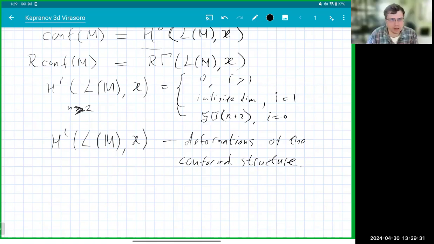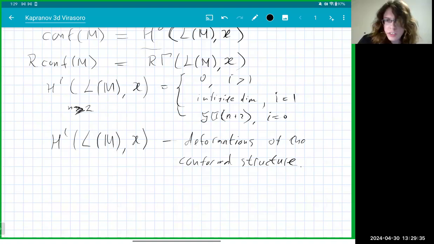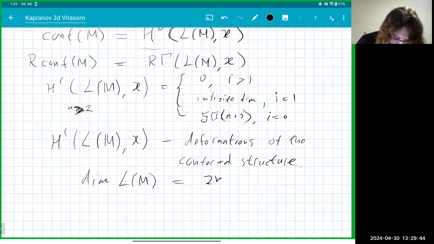Okay, so n is the complex dimension of M? Yes. And the dimension of the ambitwistor space, by the way, as we calculate from contact reduction, will be 2n minus 3.